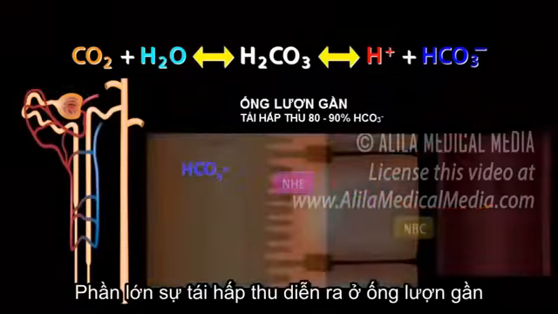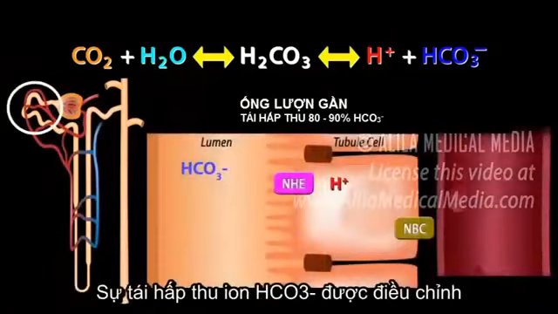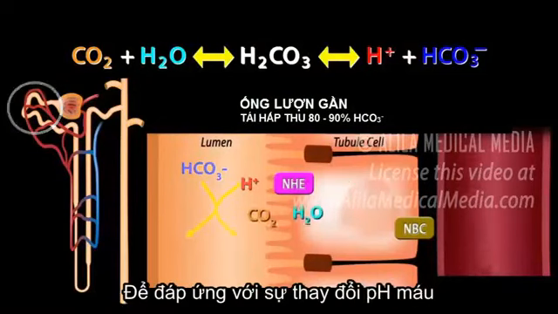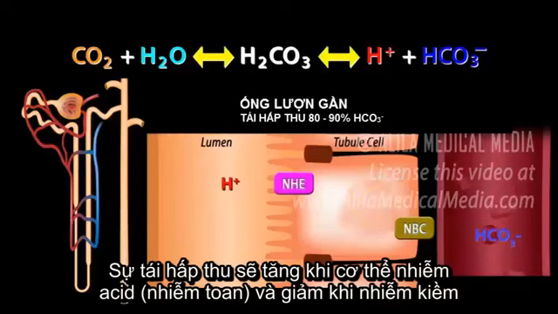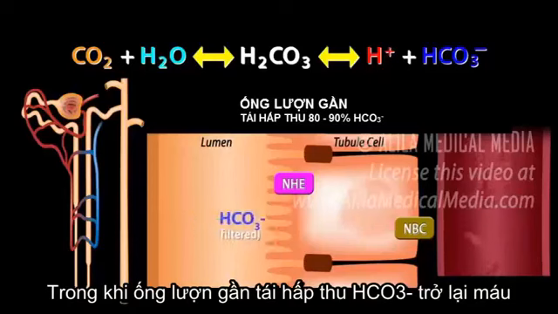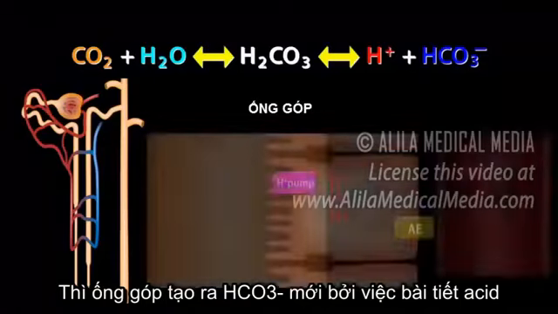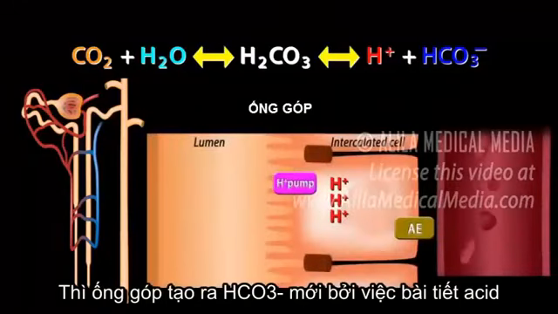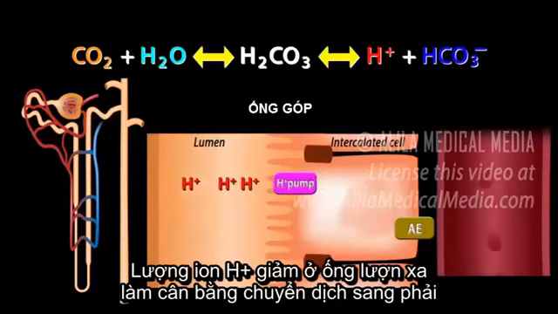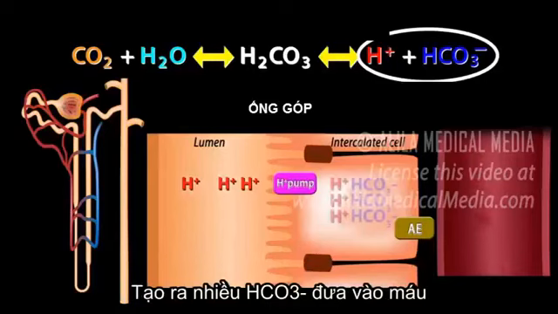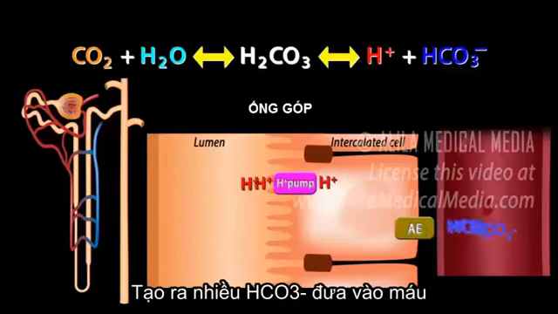Most of this reabsorption happens in the proximal tubule. The amount of reabsorbed bicarbonate in the proximal tubule is regulated via a number of mechanisms in response to changes in blood pH. It increases during acid loads and decreases during alkali loads. While the proximal tubule basically returns filtered bicarbonate back to the blood, the downstream collecting duct generates new bicarbonate by actively secreting acids. As protons are depleted from the distal tubular cells, the equation shifts to the right, producing more bicarbonate, which then exits into the blood.